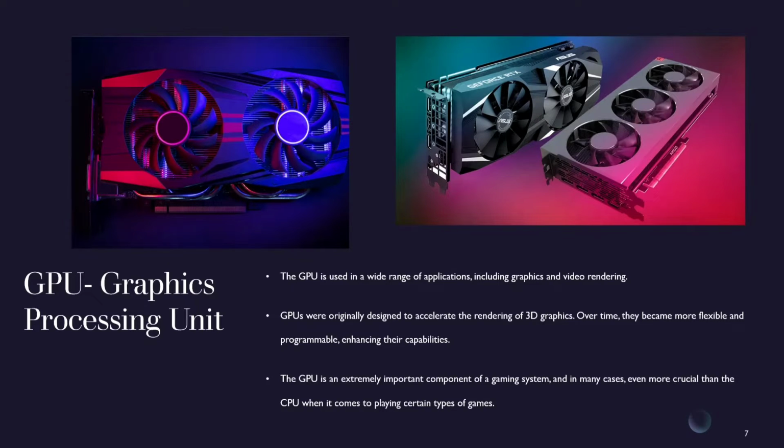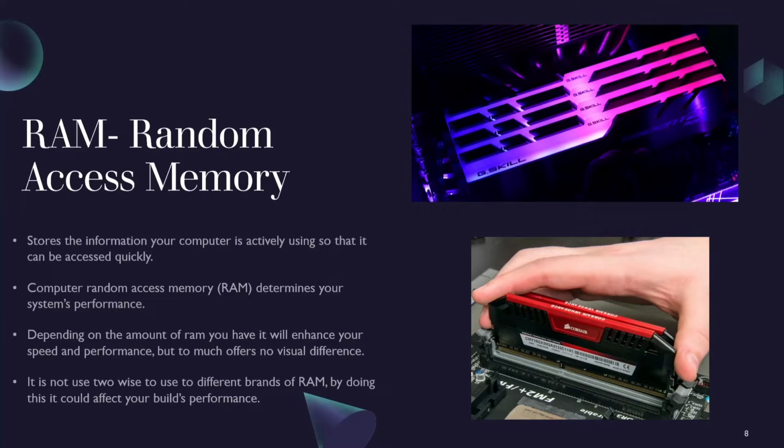Now we're on to the RAM. Computer Random Access Memory, or RAM, is one of the most important components in determining your system performance. RAM gives applications a place to store and access data on a short-term basis. It stores the information your computer is actively using so that it can be accessed quickly. The more programs your system is running, the more you will need. The speed and performance of your system directly correlates to the amount of RAM you have installed.